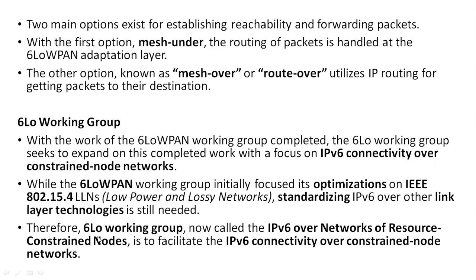So for that we started the 6Lo working group. Now it is called IPv6 over networks of resource constrained nodes. And what is the main purpose of this, the purpose of 6Lo? To provide connectivity again over the standard constrained node networks, but with purely IPv6. So this is about the transformation from 6LoWPAN into 6Lo, and it is very important; you may be asked it in your exam.